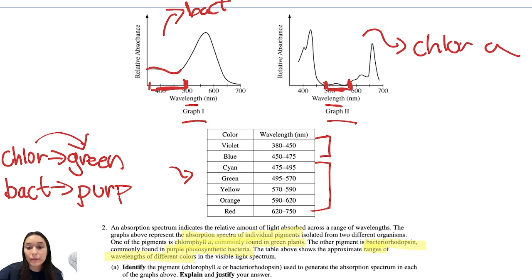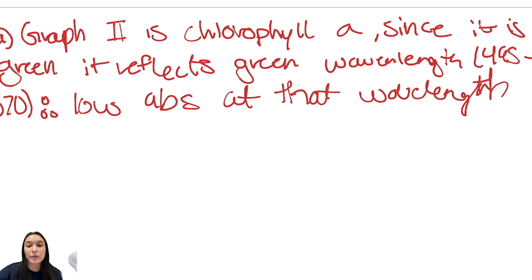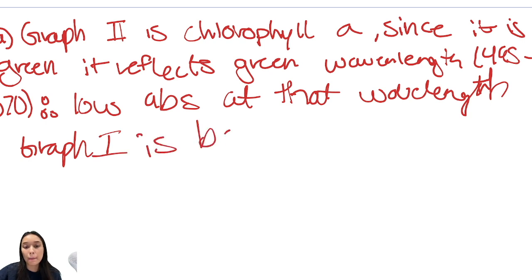So it's lowest here, and then you have high absorption between 500 and 700. Hence why there's a large amount of absorption there. So this one would clearly be bacteriorhodopsin, because there is low absorption of purple wavelengths, between 380 and 475, and a high absorption of all the other ones, meaning that those are absorbed and the color that's reflected is purple. Because bacteriorhodopsin is a purple pigment, that has to be the absorption spectrum for it. Okay, so then you would have to say graph 2 is chlorophyll A, graph 1 is bacteriorhodopsin.